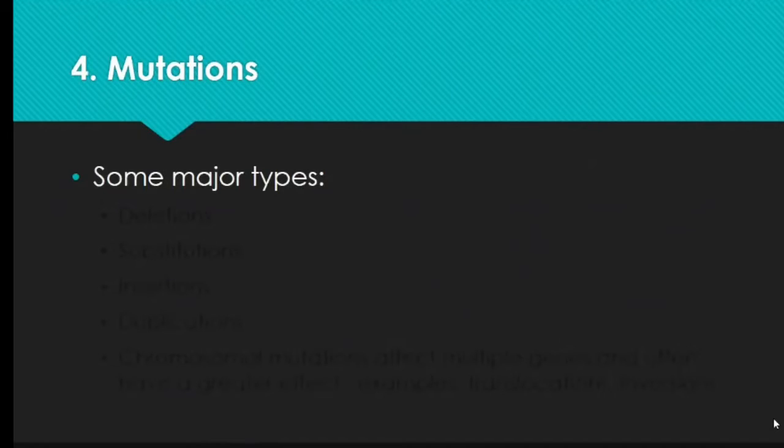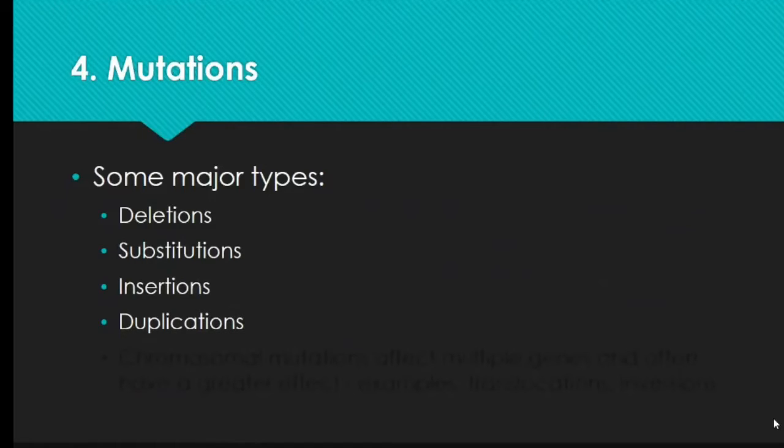Some types of mutations, we have deletions. Deletions is where there are nucleotides missing. Substitutions, nucleotides are swapped out. So instead of having an A, maybe you now have a C in that location, which can affect the recipe. Insertions, extra nucleotides, and duplications, sections of nucleotides are repeated over and over again.